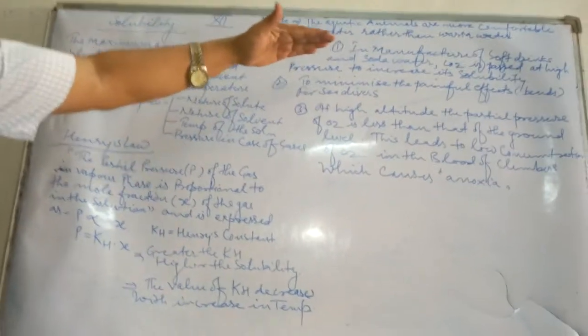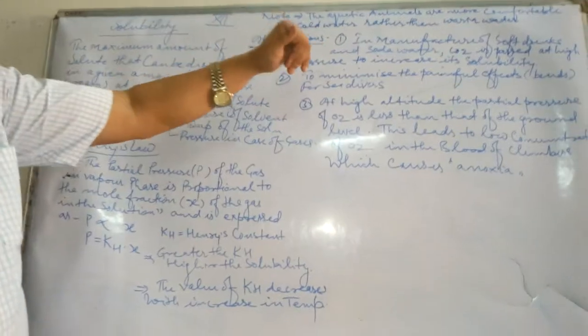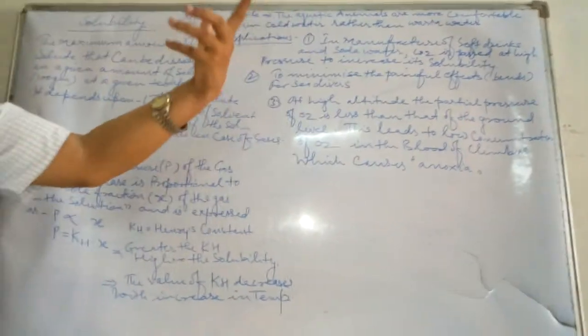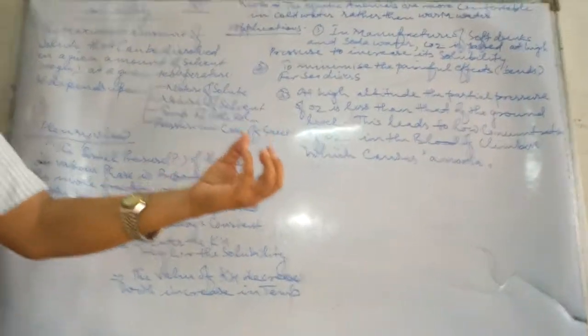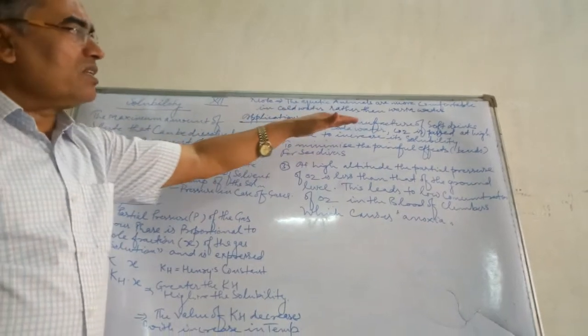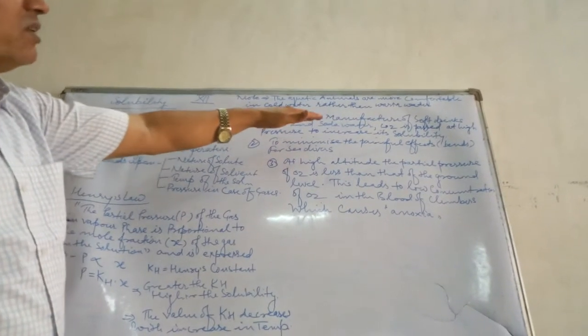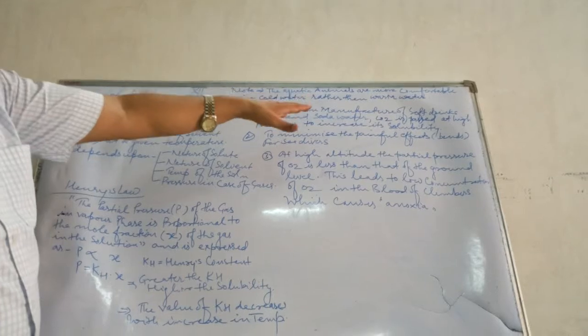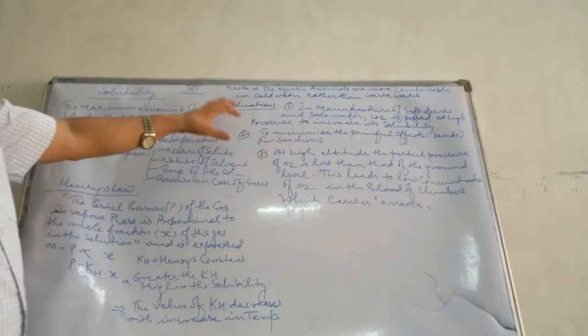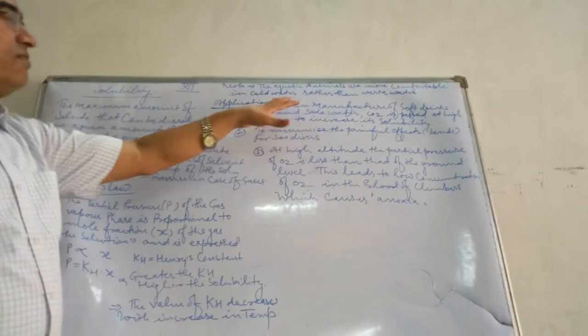At the very first, children, the first one is the manufacture of soft drinks and soda water. When you open the bottle of soda water, there is the sound of fizz, meaning instantaneously more carbon dioxide evolves, and that creates the fizz sound. So in the manufacture of soft drink and soda water, carbon dioxide is passed at very high pressure to increase the solubility. It is okay. Now here is the application of Henry's law.